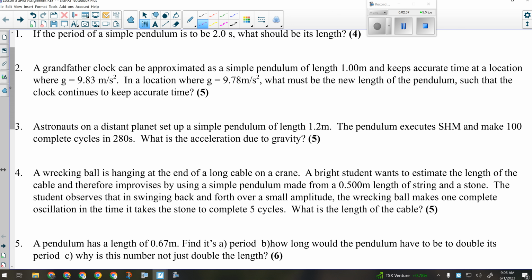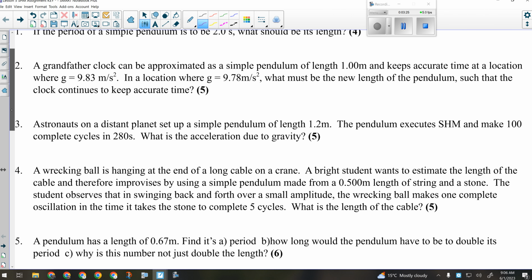And number 3, astronauts on a distant planet set up a simple pendulum, and it executes simple harmonic motion and makes 100 complete cycles. Counted or measured? Counted. They counted 100 oscillations. That's a counted value. In 280 seconds, is that counted or measured? That's measured. Time is measured. What is the acceleration due to gravity? Don't overthink that one. Probably shouldn't be a 5-mark question.